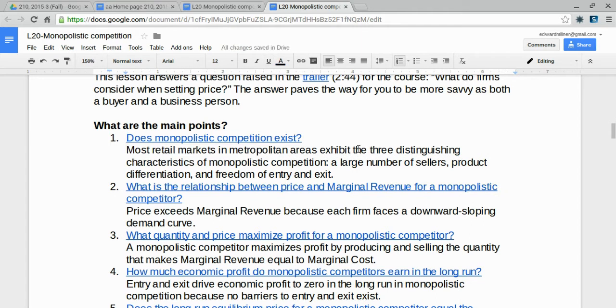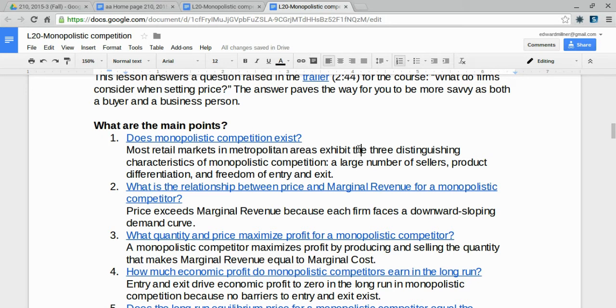First, we talked about the existence of monopolistic competition. One nice thing about this lesson is that monopolistic competition is prevalent, unlike pure monopoly or perfect competition. Most retail markets in metropolitan areas exhibit the 3 distinguishing characteristics of monopolistic competition. Those 3 characteristics are a large number of sellers, product differentiation, and freedom of entry and exit.